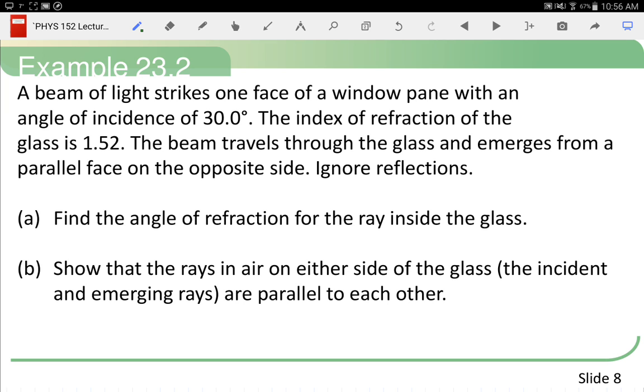The beam travels through the glass and emerges from a parallel face on the opposite side. Ignore reflections. Find the angle of refraction of the ray inside the glass and show the rays in the air on either side are parallel. Now, before we do that, let's do a demonstration to see if it really does what they say it's going to do. Jerry, you want to do like you did before? Yeah, have Toussaint help you again.